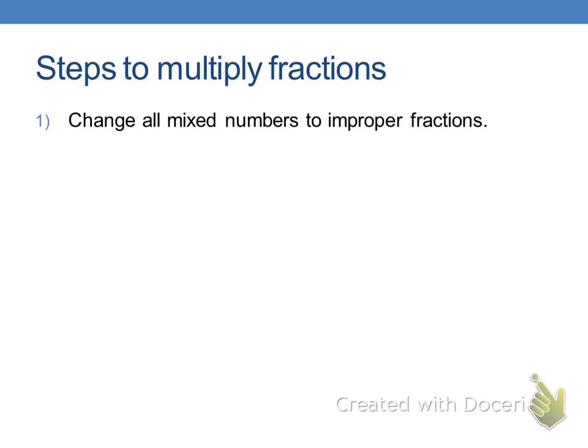The first thing you want to do is change all mixed numbers to improper fractions. A mixed number is a whole number and then a fraction. We just want a fraction. So when you go from a mixed number to a fraction, it will be improper. It'll be top heavy. That's fine. We just have to get them all in that form first.